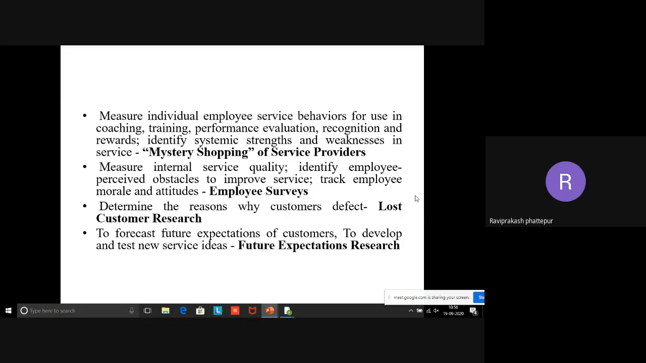Next, customer research. So determine the reasons why the customers defect. That means why the customers are leaving your firm, whether it is the service delivery, the cost, or the time of the delivery, or whatever it is. So that is what we are finding out in customer research. Next, forecast future expectations. If the company wants to come up with different services in future, what are the expectations or perceptions of the customers if the company comes up with a new and different service.